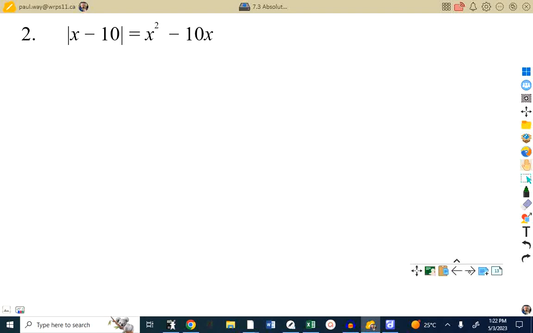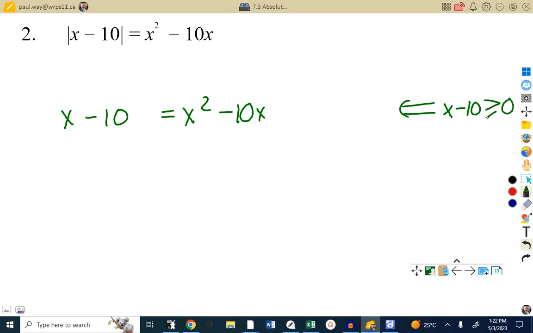Your first equation is going to be x minus 10 equals x squared minus 10x, and this is going to be where x minus 10 is greater than or equal to 0. You can show me how that works, right? You don't need to look at a graph to determine what the subdomain is. It's x is greater than or equal to 10. Because the argument, this thing, is linear, you can do it. If it's quadratic, you can't. You got to do it with a graph or some other way.